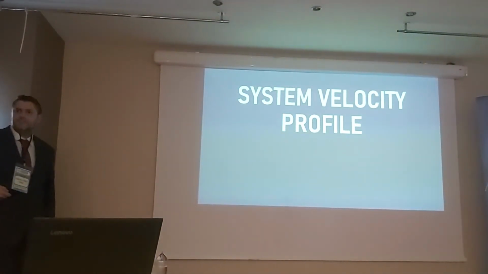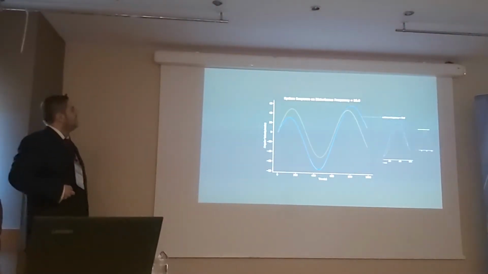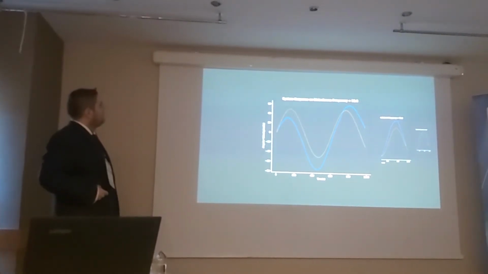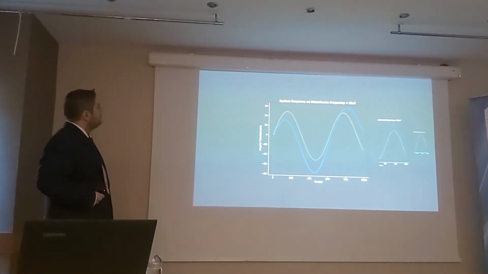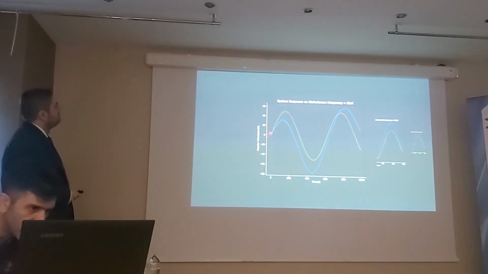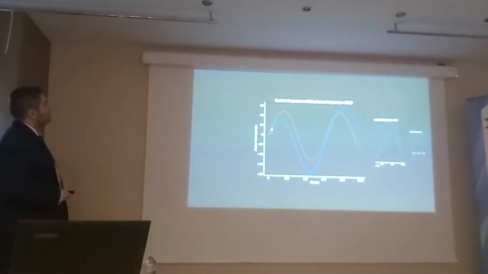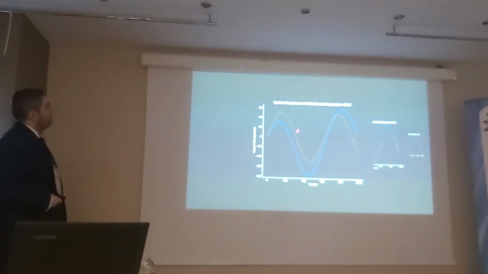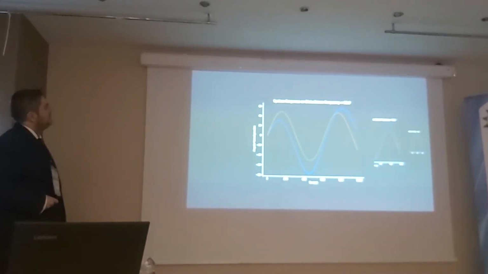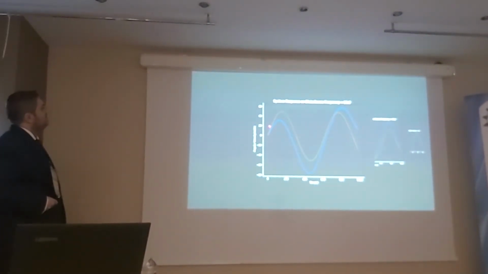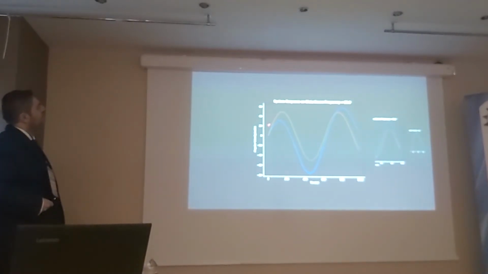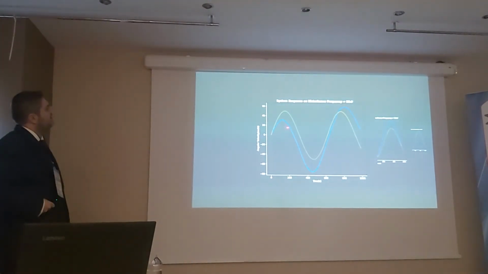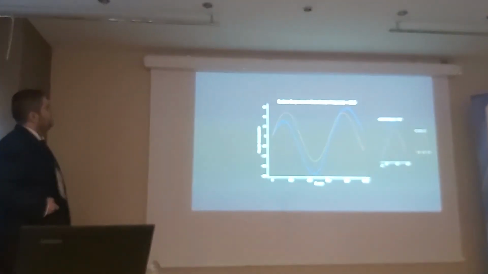Our results are the following. The red one, which is seen very briefly here, is the reference velocity. The blue one is Ziegler-Nichols, and the green one is particle swarm optimization. As you see, the particle swarm optimization tuned controller follows the trajectory almost perfectly, while Ziegler-Nichols has some problem in following the trajectory.